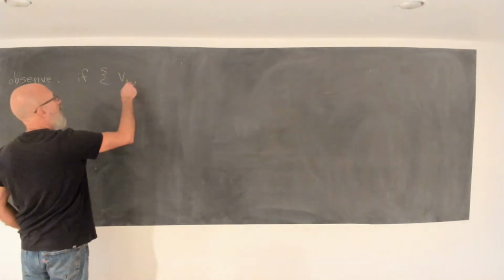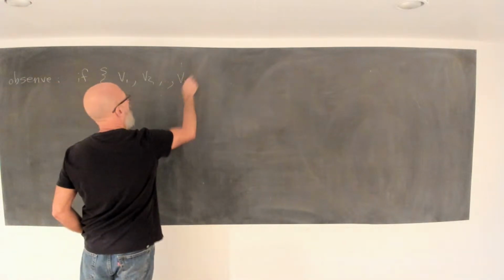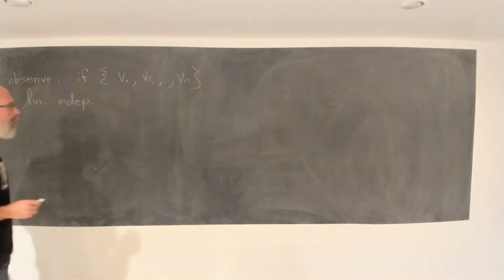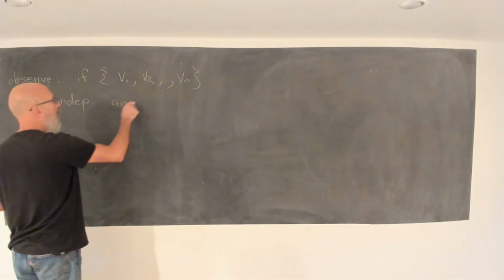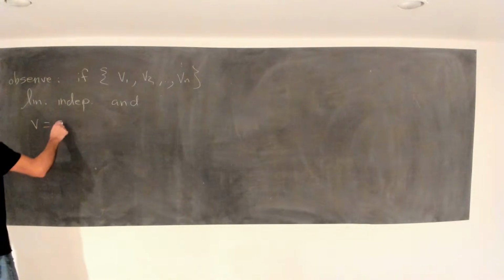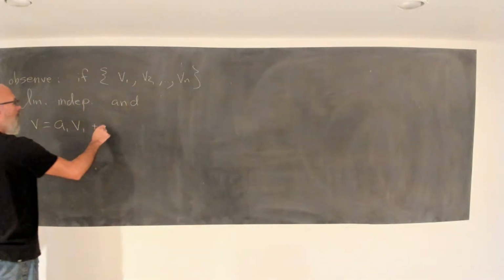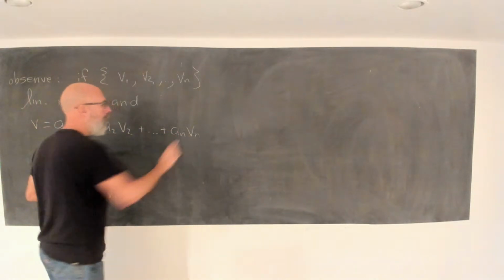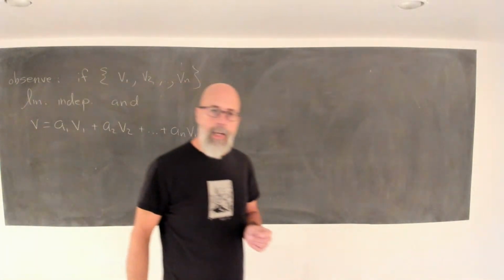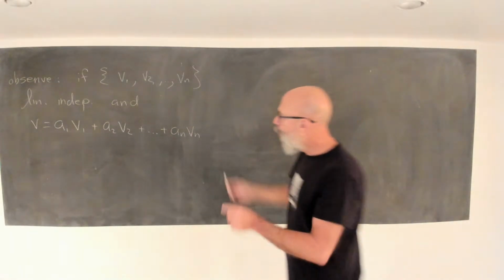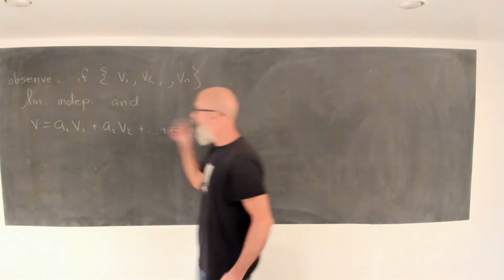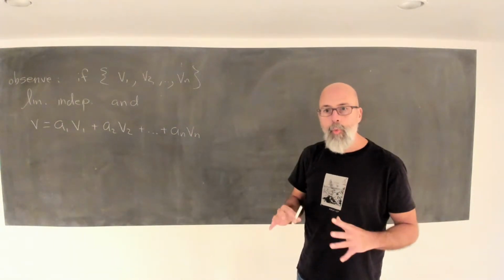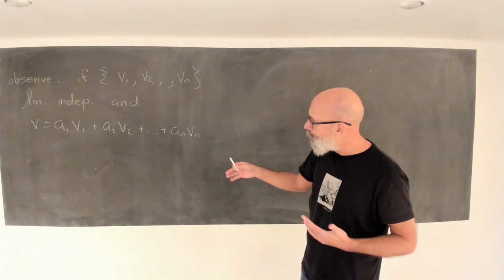So if you've got a set v1, v2, all the way to vn that is linearly independent, and you can represent an element v as a linear combination of these vectors, then that representation is unique. There's only one way to represent v, and it's using a1, a2, a3, and so on, an. There's only one way. And let's observe why that's true.